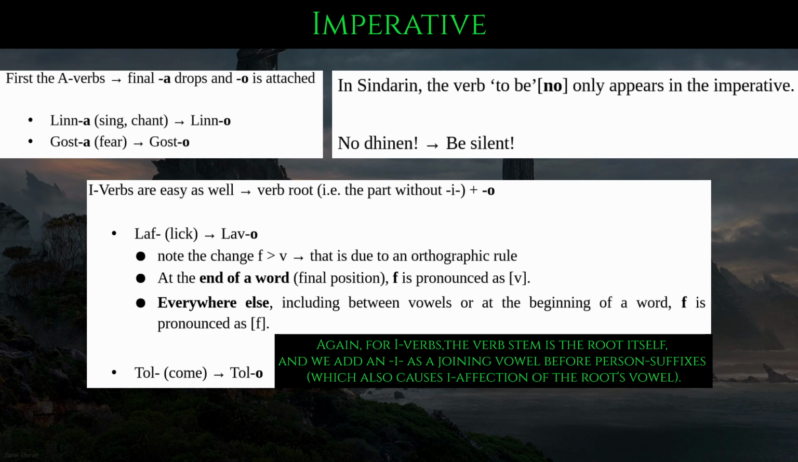And one last bit. In Sindarin, the verb "to be", which is no, only appears in imperative. For example, no thinen, be silent.